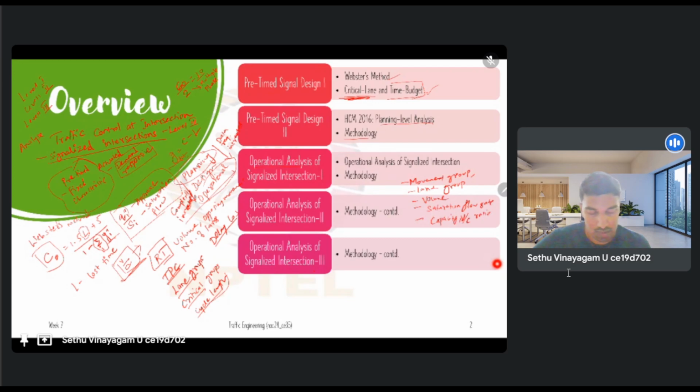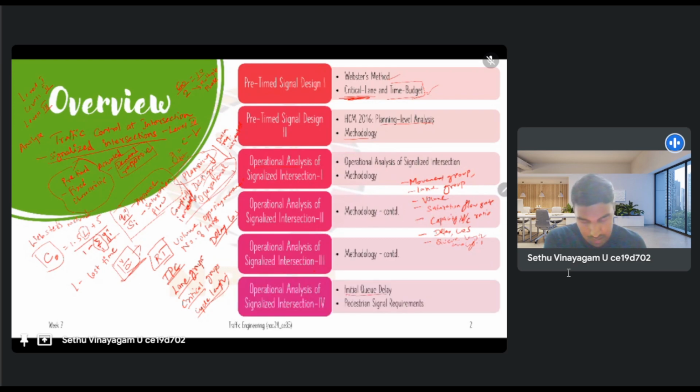Once you have volume and capacity obtained from your saturation flow rate, we can go for the V/C ratio, and using that V/C ratio, we go for delay and LOS analysis, and also queue length analysis. So that's the broad methodology that we follow in the operational analysis.